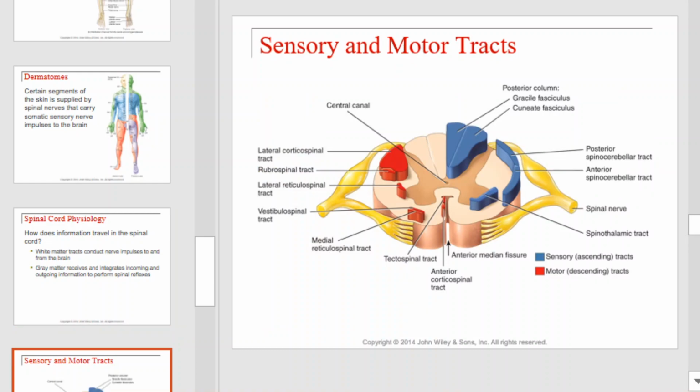Here we see the sensory and motor tracts in the spinal cord. It's important to note their location and understand that sensory tracts are taking information from outside the spinal cord in and up through the spinal cord to the brain, while motor tracts are doing the exact opposite.